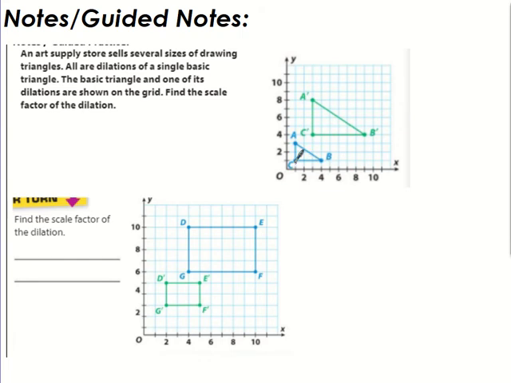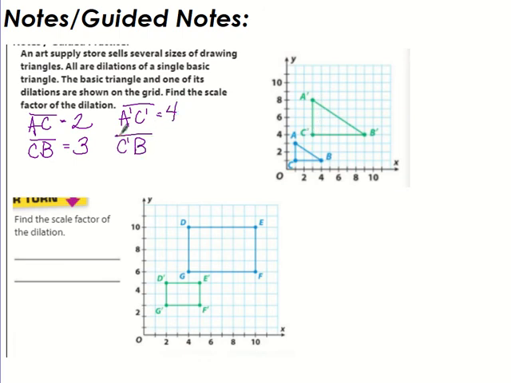So what we're going to do is look at the side lengths that I can actually find. We're going to look at AC, and it is 2. And then if I look at CB, it is 3. I'm not going to use AB because I can't count that. As long as these two change by the same amount, so has AB. Then if I look at segment A prime C prime, I count 1, 2, 3, 4. And then C prime B prime, I count 1, 2, 3, 4, 5, 6.